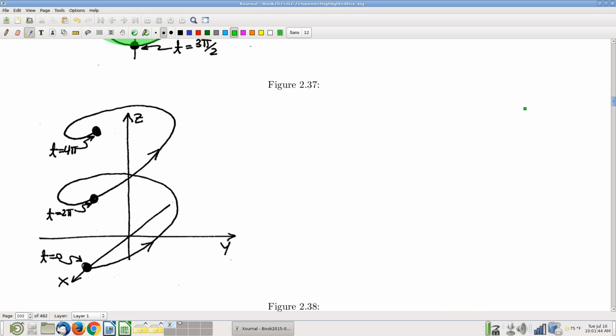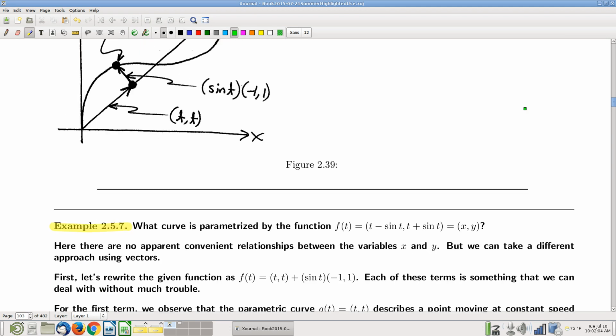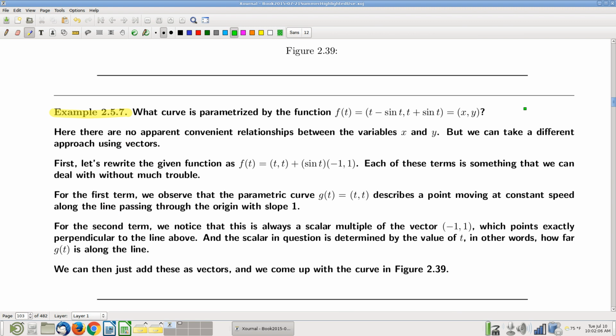So this picture here. We came to this conclusion by way of a pretty different method than what we did with the previous example. Something to keep in mind: sometimes this is the kind of thing you have to do. Okay, here's yet another different one. Here's a parameterization of something.